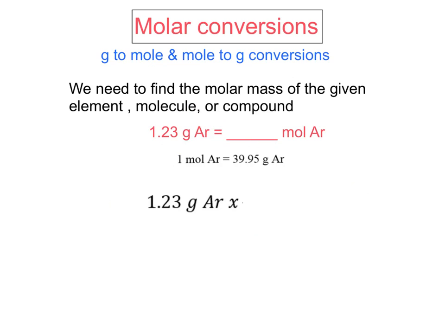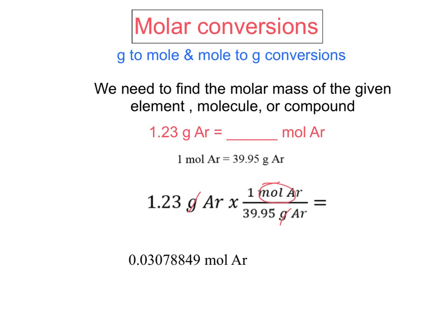So we need to take the molar mass, the equivalent statement, and write in the appropriate conversion factor. So when we make our conversion factor, we're trying to cancel out grams. In this case, that means that we are going to have grams on the bottom and moles on the top. That way we can cancel out grams and left with moles. You should get 0.03078849 moles of argon. But again, we have to look at correct sig figs. This has 3, so we need to round our final answer to 3 sig figs, and you should end up with 0.0308 moles of argon.